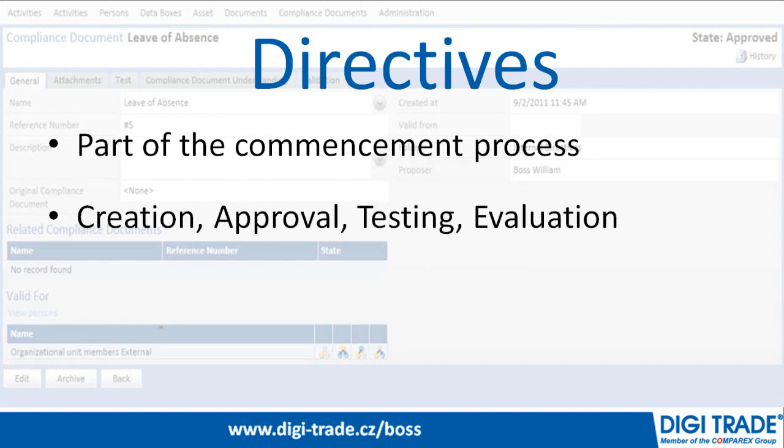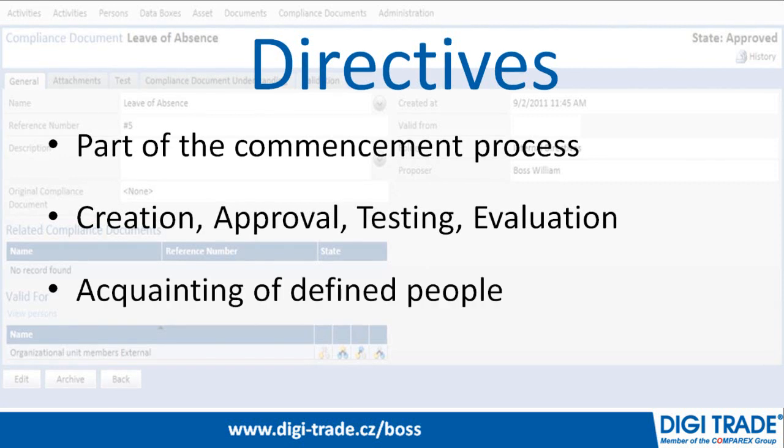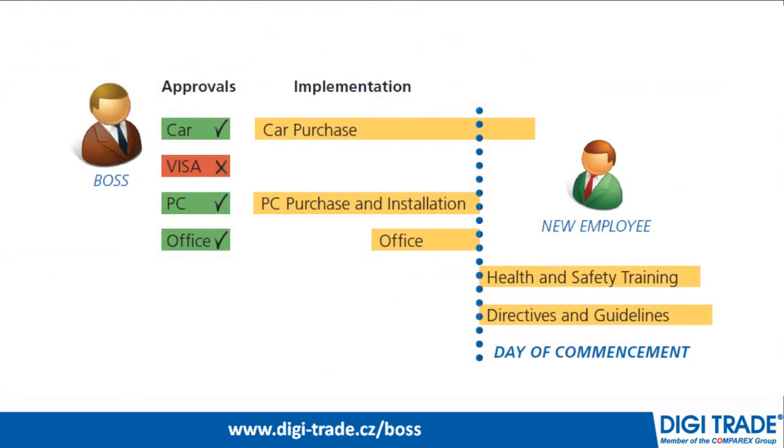Directives are also part of the commencement process in the BOSS system. Once you create a new personal record, the system automatically determines which directives relate to the employee and prepares test questions. One of the first things a new employee must do is get familiar with all related documents.